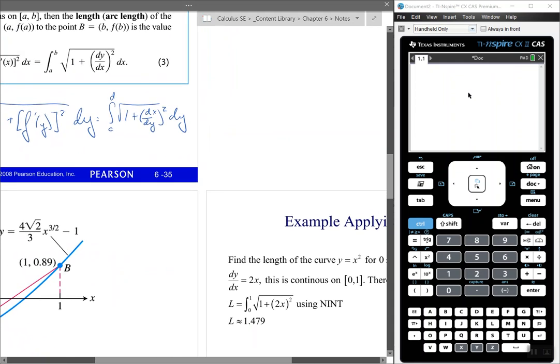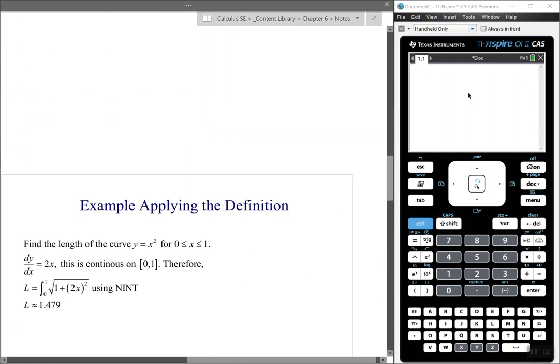So there's two ways that we can do this. There's the easy way, and then there's the even easier way. I prefer the even easier way. It's more buttons on the calculator, but in my opinion, it's even easier. So we'll look at both ways.